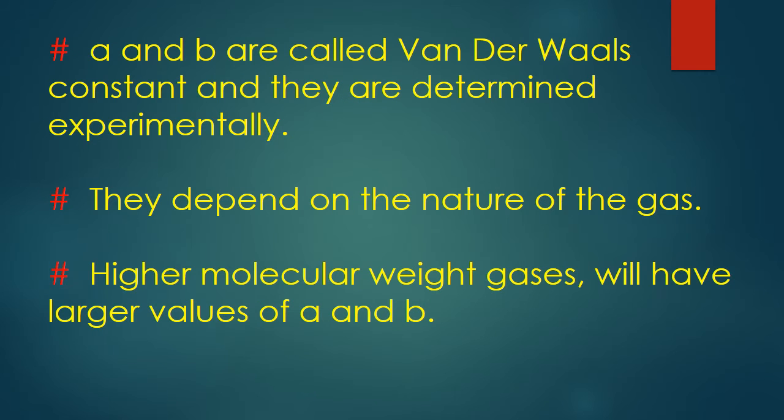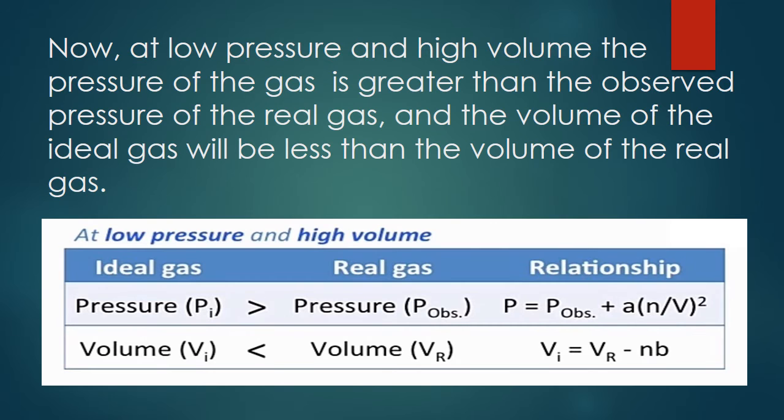So a and b are called van der Waals constants and they are determined experimentally. They depend on the nature of the gas. Higher molecular weight gases will have larger values of a. Now at low pressure and high volume, the pressure of the ideal gas is greater than the observed pressure of the real gas, and the volume of the ideal gas will be less than the volume of the real gas.